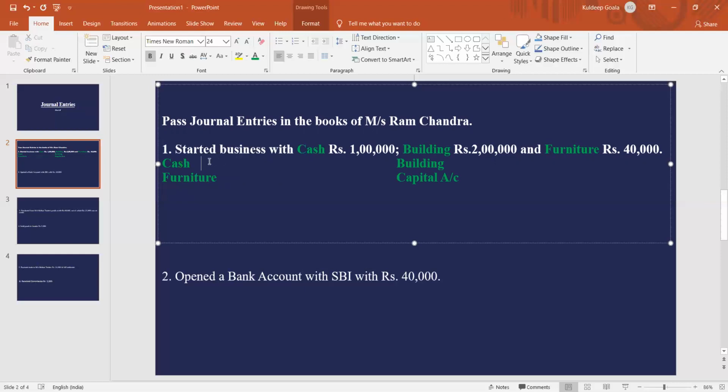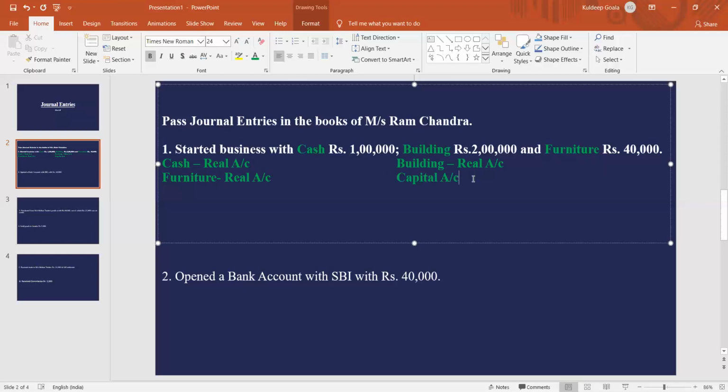Now one by one we will find out, as our third step, the account to which cash belongs. We all know cash is our asset, right? And all assets belong to real account. So cash is also a real account. Clear? Next, building. Building is also our property, and all property belongs to real account. So building is also a real account, right? Then furniture. Furniture is also our asset, so it also belongs to real account. Now property and asset are the same thing. Don't get confused. So furniture also belongs to the real account.